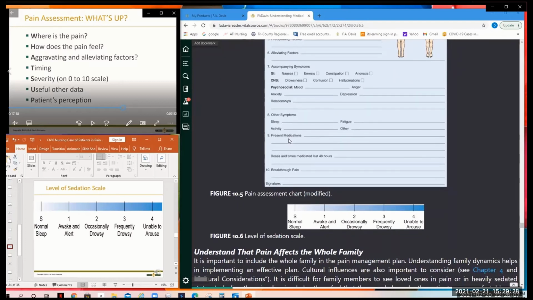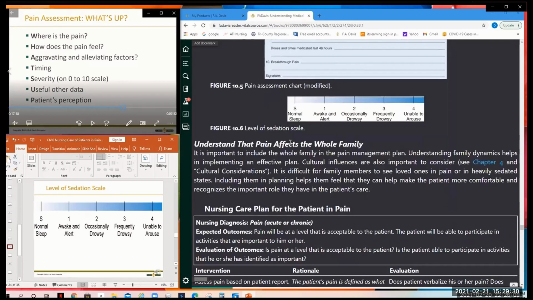Figure 10.6 is the level of sedation scale, with S being normal asleep, and then 1 is awake and alert, 2 is occasionally drowsy, 3 is frequently drowsy, and 4 is unable to arouse.